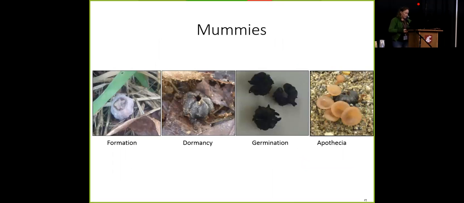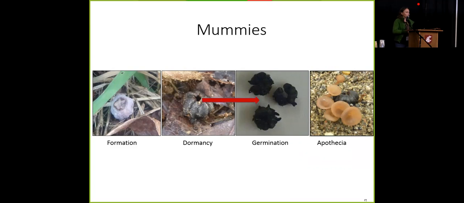Reading up about what actually happens with these mummies in their different stages, here from left to right, you see the different stages of these mummies, from the formation, dropping on the ground, turning into the dormant mummy that you can't do anything with. It doesn't grow. There's nothing that you can do with the fungus at that stage. Then germination looks as in this third picture, where little so-called stipes appear, and from those stipes the apothecia develop.